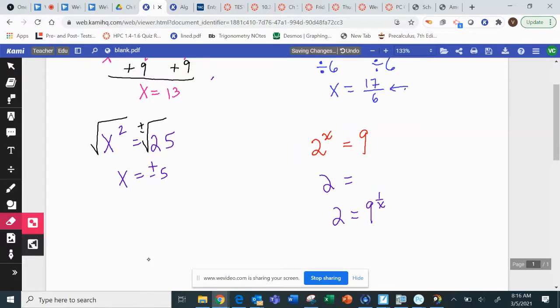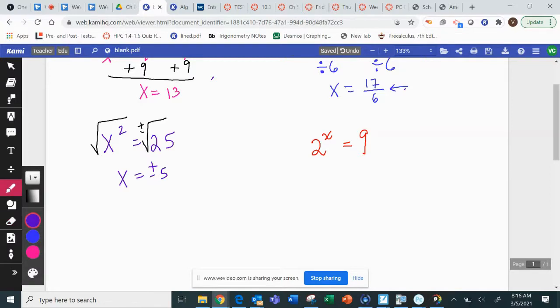So I'll show you what our lesson looks like today. The inverse operation to get 2 out of the picture and get x by itself is called doing a logarithm. Okay, it's called a logarithm.